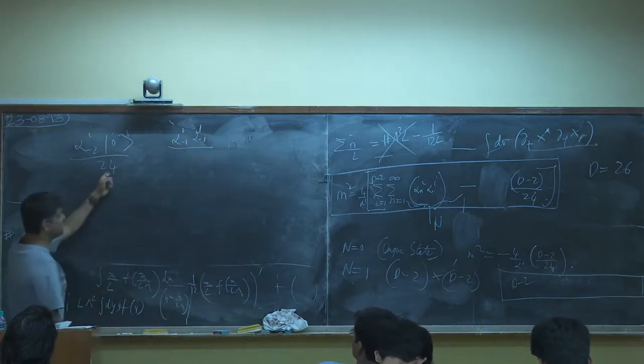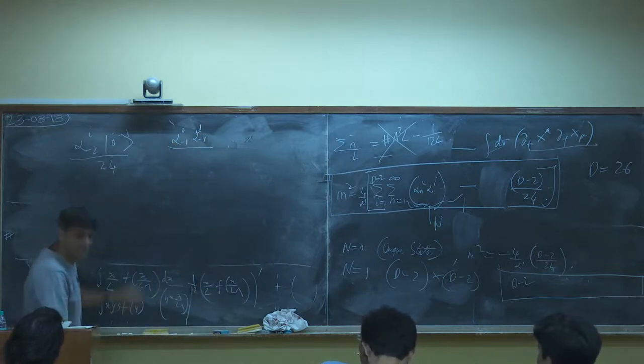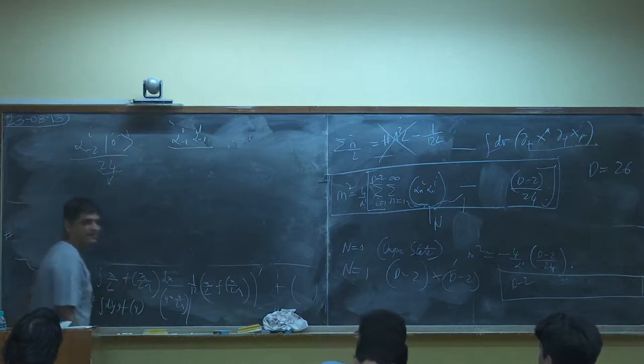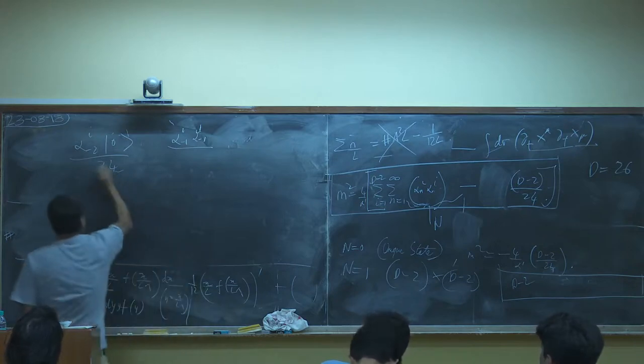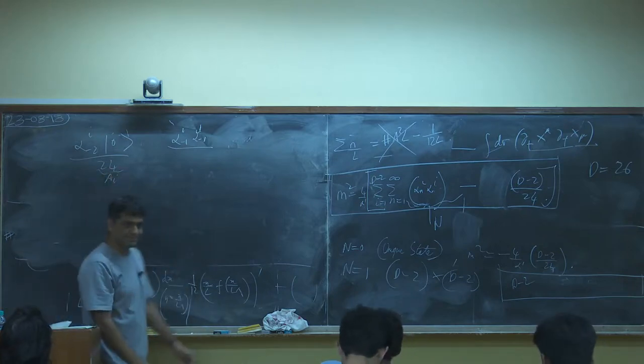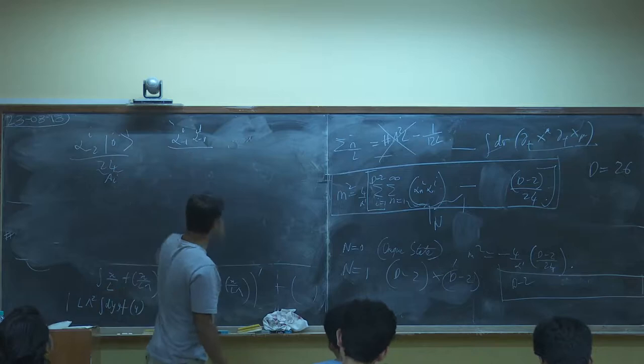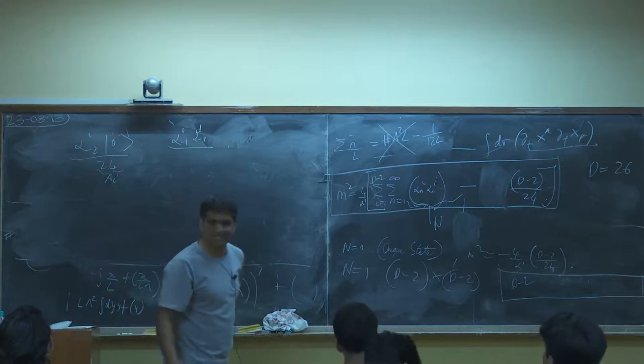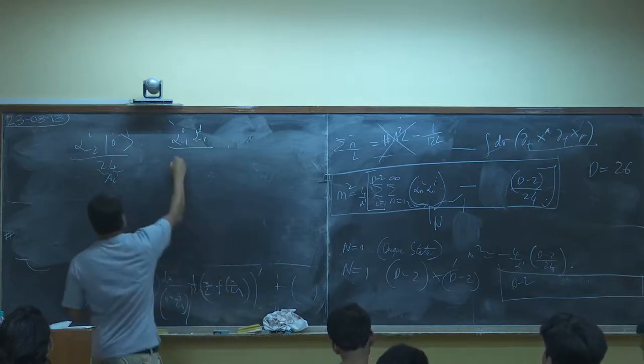Now, instead of just listing how many, we'll also list what representation of SO(D-2) it is. So this is a vector. What representation is this in SO(D-2)? What kind of tensor? Symmetric. Alphas are symmetric. So S_ij.